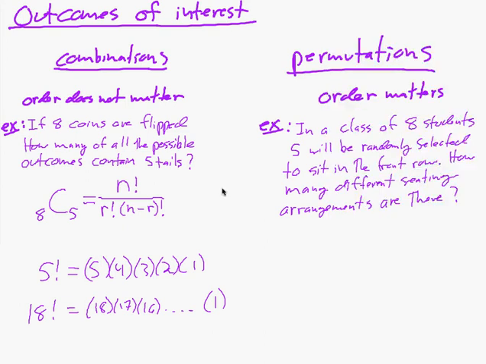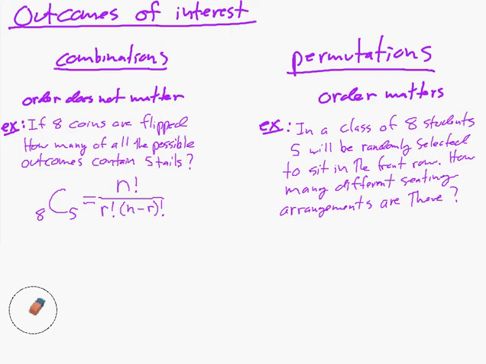So if we go back over here, don't really need these anymore. We have the n's and the r's. Right? So n is your total number. In this case, it would be 8. 5 would be the r. So that's your outcome of interest. So we have 8 factorial over 5 factorial times 8 minus 5 factorial.